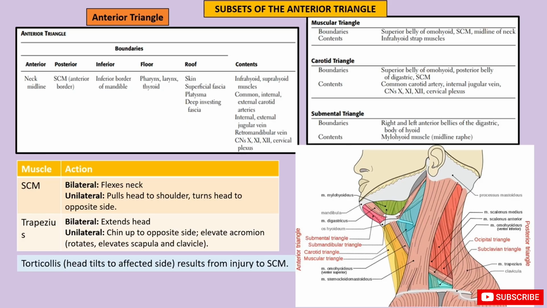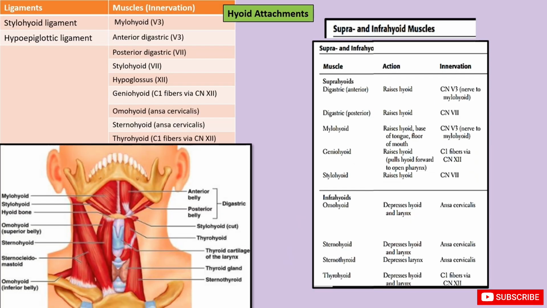Now there are two muscles here, SCM and trapezius, both of which are innervated by the 11th nerve. We should know their actions: the SCM flexes the neck, and unilaterally pulls the head to the shoulder and turns the chin to the opposite side. So injury to the SCM can lead to torticollis or a stiff neck position. While the trapezius helps in extending the neck, elevating the acromion, or rotating your shoulder. So trapezius paralysis can lead to a shoulder droop condition.